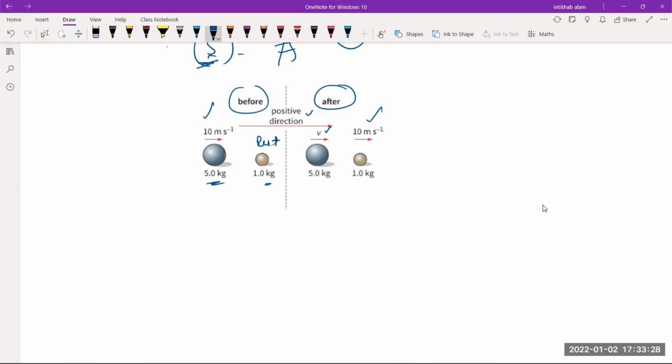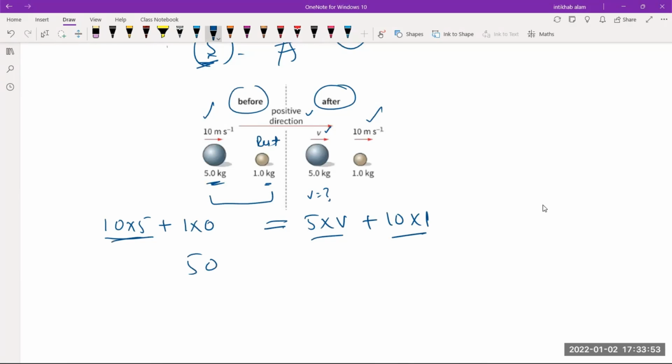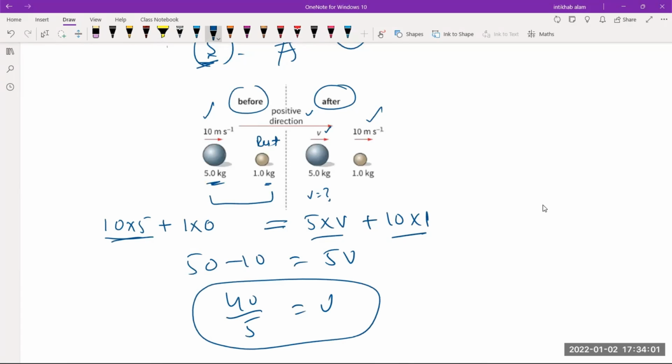Now we have to first of all find v. पहला काम ये. एक बात क्लियर है कि मोमेंटम हमेशा कंजर्व रहती है. अगर मोमेंटम कंजर्व रहती है तो टोटल मोमेंटम बिफोर कोलिजन की बात करते हैं, तो टोटल मोमेंटम बिफोर कोलिजन is 10 into 5 plus 1 into 0, and must be equal to total momentum after collision, 5 into v plus 10 into 1. All right, तो इस इक्वेशन से आप आसानी के साथ 50 minus 10 is equals to 5v, 40 over 5 is equals to v. तो आपके पास v की वैल्यू आ जाएगी. We can get it easily.